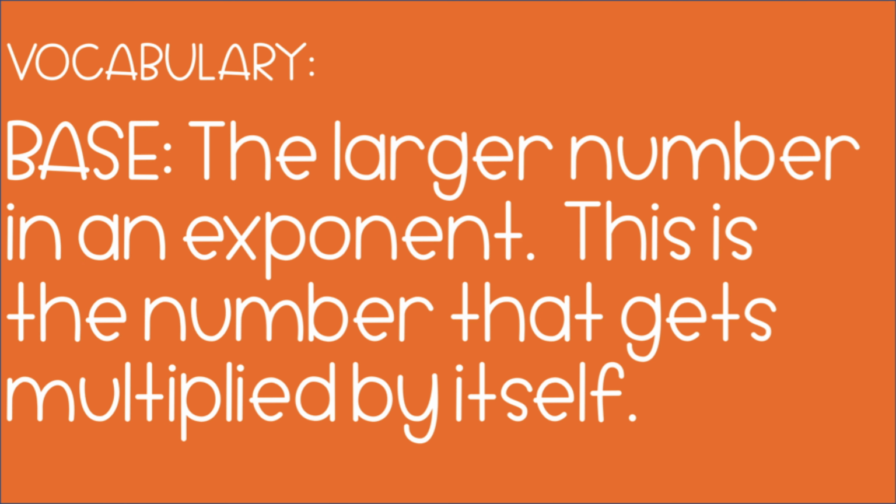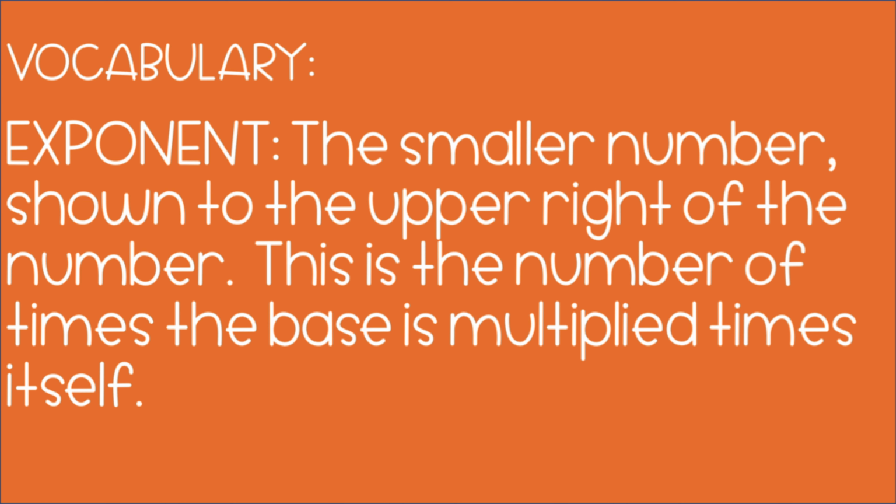Now let's talk about some vocabulary, some words I want you to know before we dive deeper into this lesson. The first word is base. Base is the larger number in an exponent. This is the number that gets multiplied by itself. Our next vocabulary word is exponent. This is the smaller number that is shown to the upper right of the base. This is the number of times that the base is multiplied by itself.